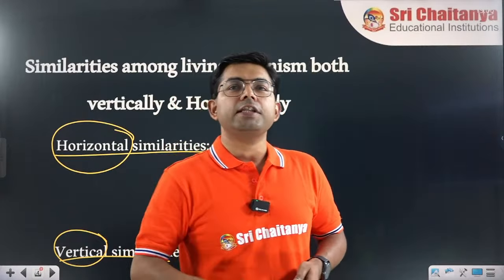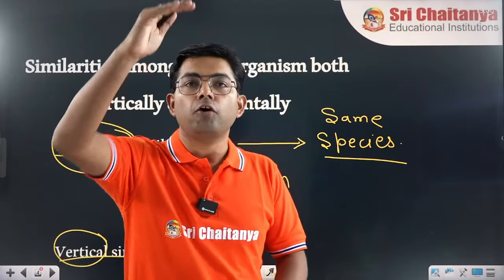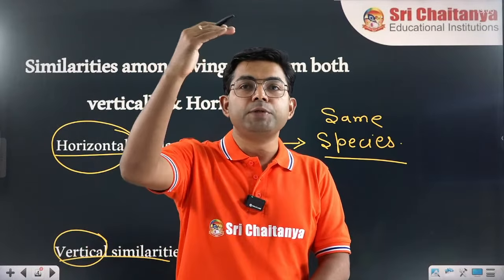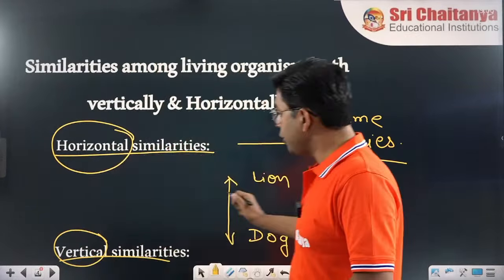But for example, let's say here I put a lion and a dog. Of course both of them are different, but both of them are carnivores. So when we study similarity at a different level of organisms, in different species, such similarity is called vertical similarity. Again, this is given in the NCERT introduction part.